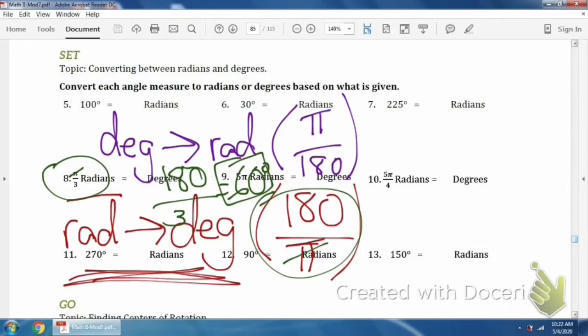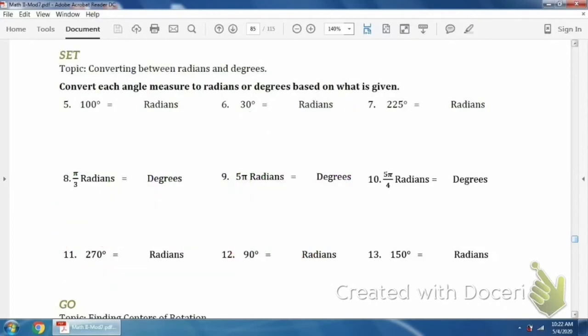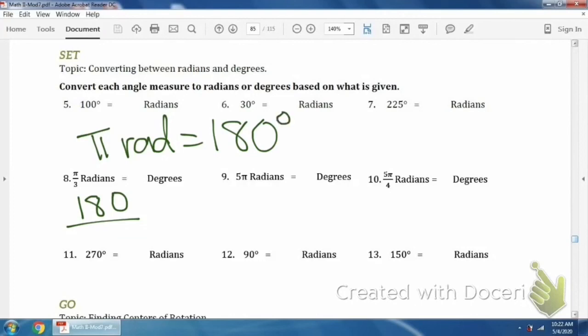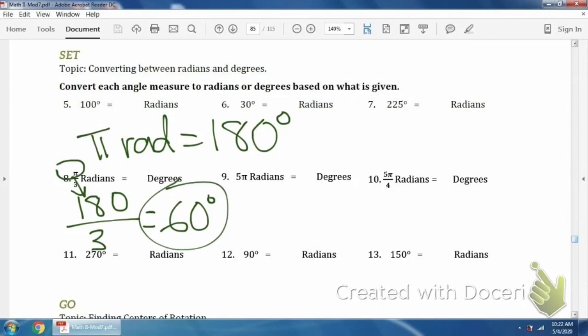The easier way to do that would be to just plug in 180 for the pi sign, actually. So let's go backwards. Let's do number 8. If I wanted to make this pi over 3 radians into degrees, we remember that pi radians is equal to 180 degrees. So if we just plug in 180 for pi, we would have gone straight to the 180 over 3 and gotten 60. So that's actually an easier way to go from radians to degrees. Just plug in 180 for pi.